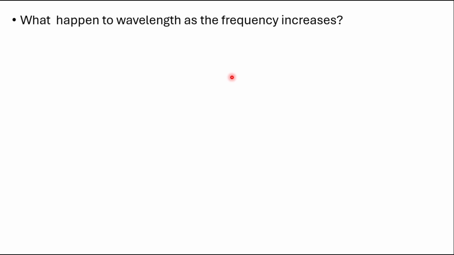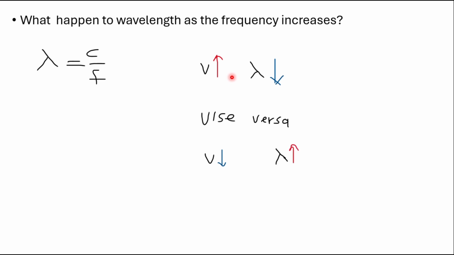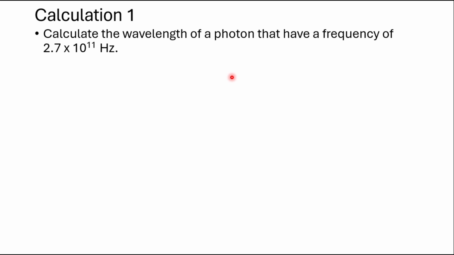Let's briefly do a calculation on it. What happens to wavelength as the frequency increases? The wavelength is inversely proportional to frequency. As the frequency increases, wavelength decreases. As the frequency decreases, wavelength increases, and vice versa.